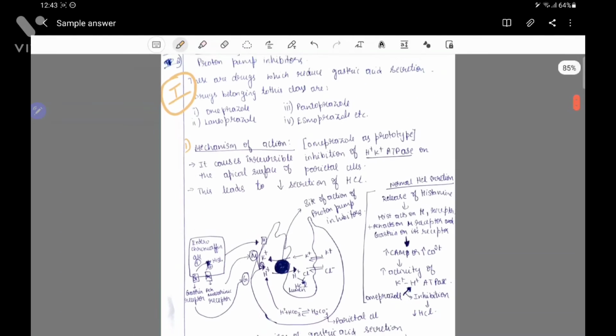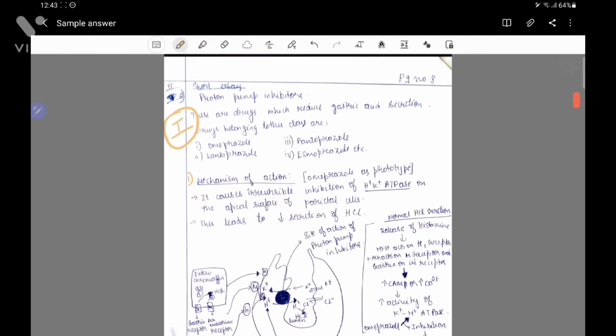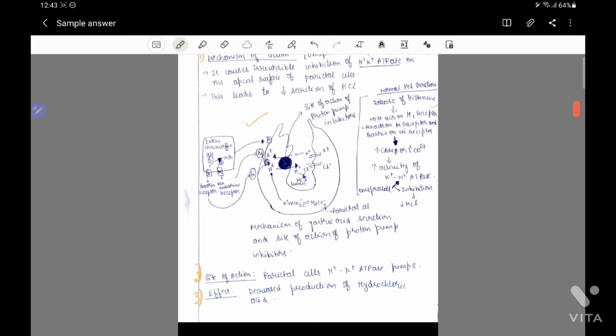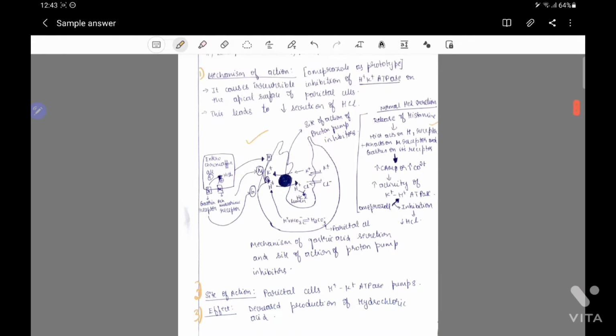I have given more importance to mechanism of action because you have to draw a diagram there and explain about the normal secretion of HCl. So you just have to draw a diagram or draw a flow chart wherever you can. See, look at this. If you just look at this diagram, you will get to know what is the action of these parietal cells and how normal HCl secretion takes place. So you can see that I have just drawn the diagram and written the flow chart. Not much of explanation because the diagram and the flow chart is self-explanatory.